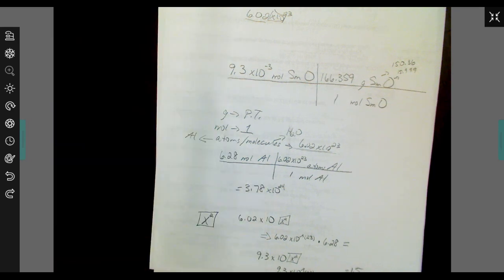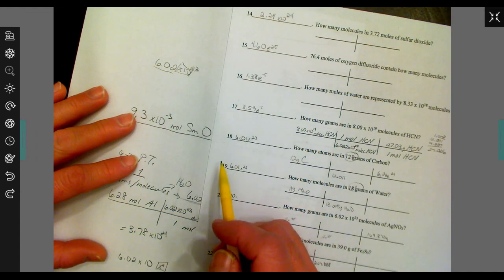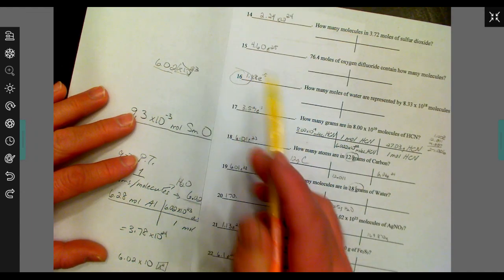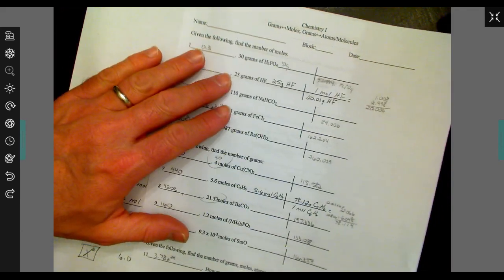All right. On this new worksheet, this is the old worksheet before I modified it, so it's got stuff all over it. But you only need to go to number 16. 16? Yes, only go to number 16. Okay, 1 through 16 on this sheet right here.